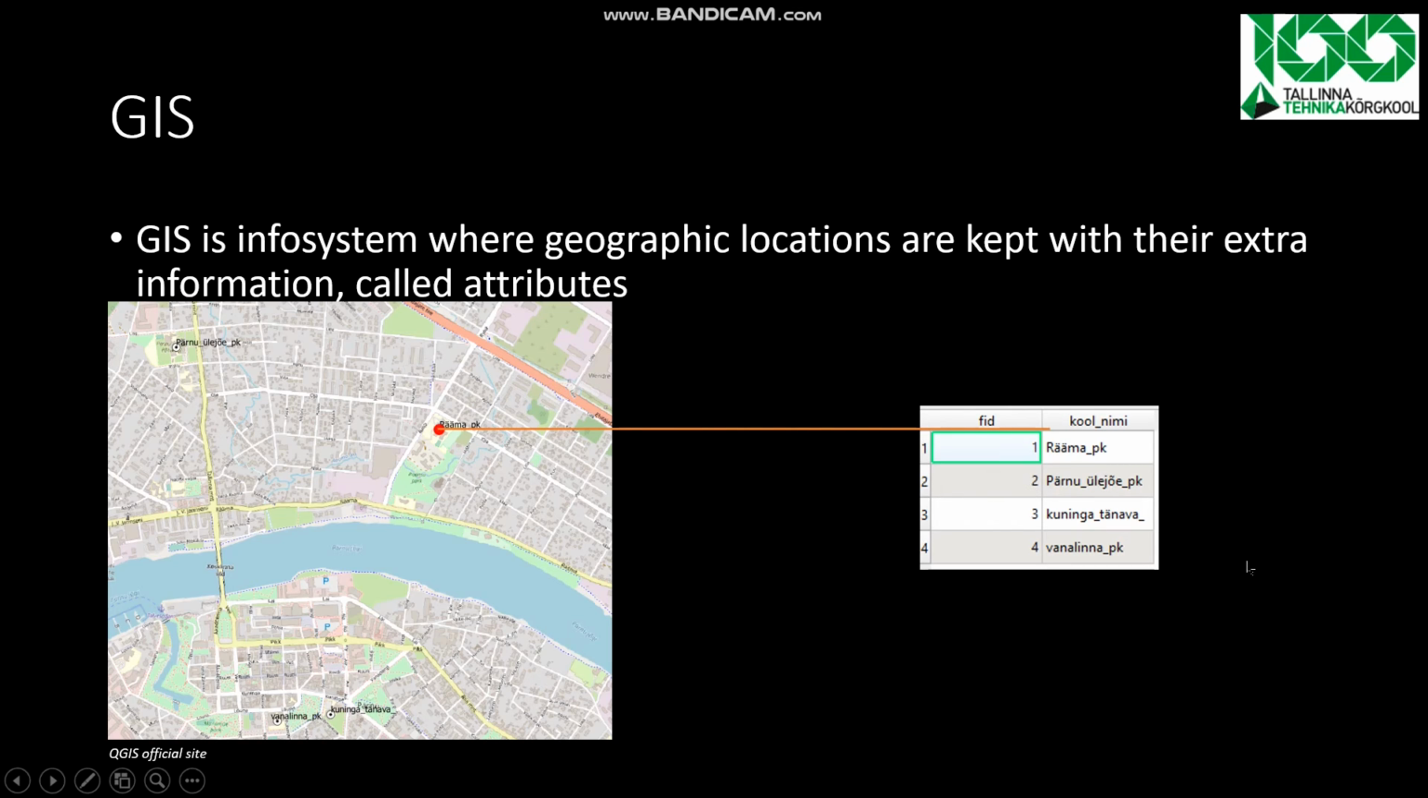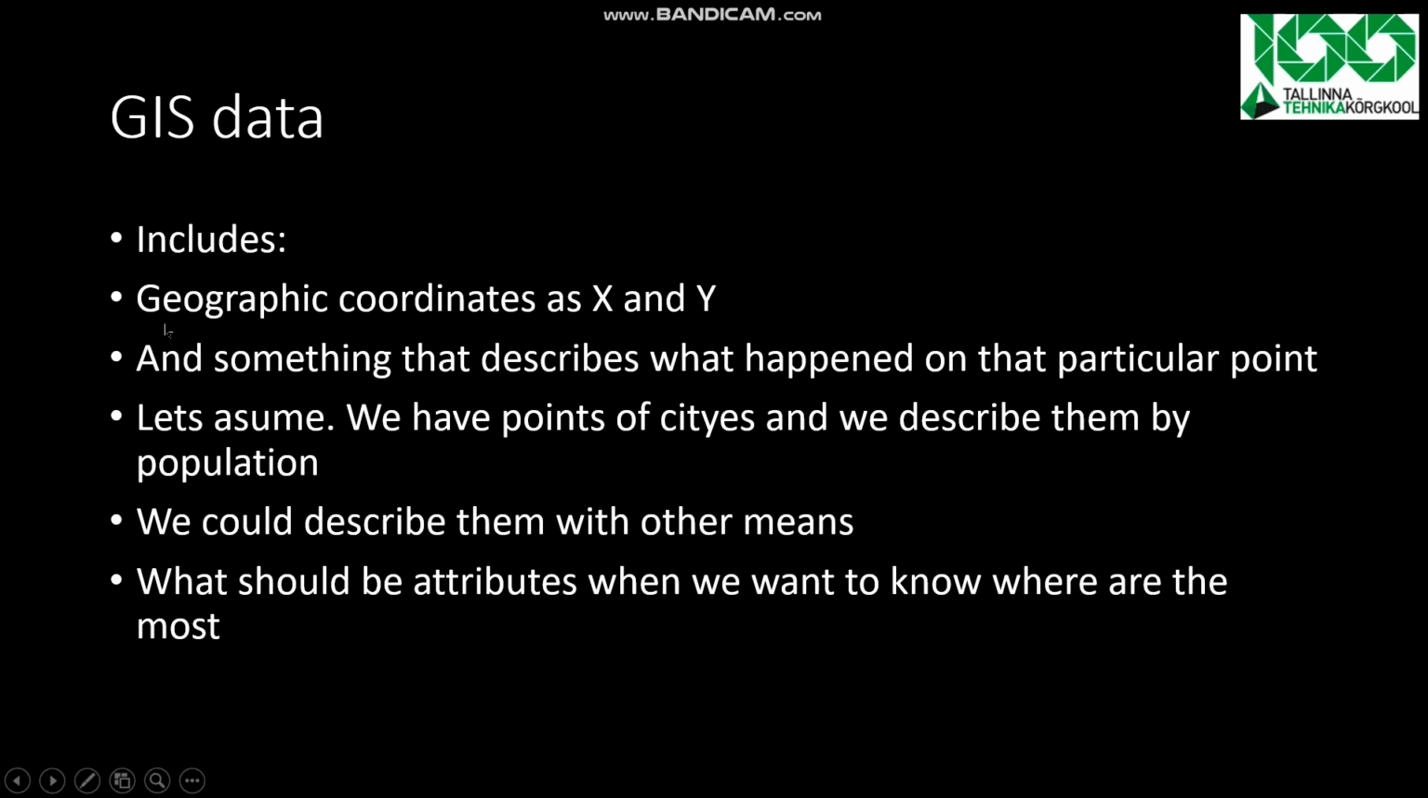When we take the second feature or point, it's the same: we will have field ID 2 and school name Pärnu Ülejõe school. So GIS data always includes geographic coordinates as x and y, and sometimes the attributes describe what happened at the particular point, but it's not always like that. Let's assume that we have points of cities and we describe them by population. Then we would have an attribute of population, and for every city there is a value inside the cell of the population.